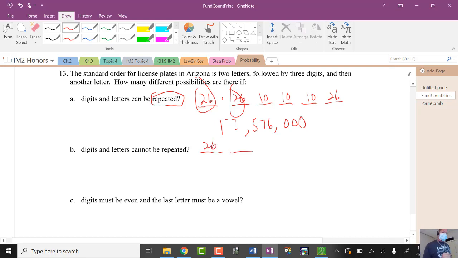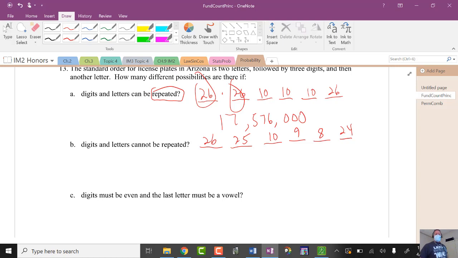What's the next number? No, I'm not going to type this on the calculator. But if I have 26 possibilities here, how many possibilities do I have in the next position? 25. If I have 10 possibilities of digits here, then how many here and here? 9 and 8. This is the point of replacement or not replacement. And those are common questions in probability. And then 24 for the last, because still cannot be repeated. And then that drops significantly the amount of license plates that you can have.